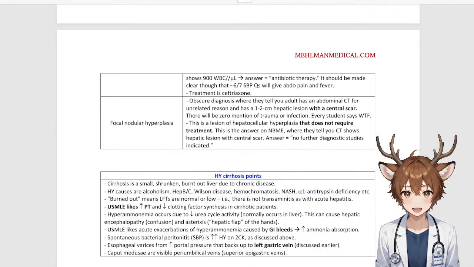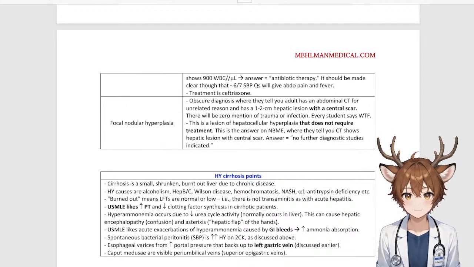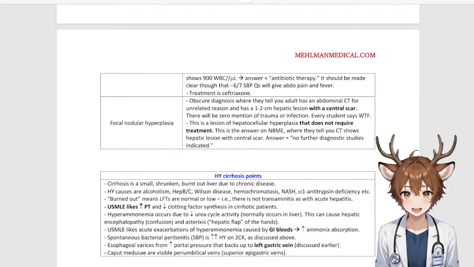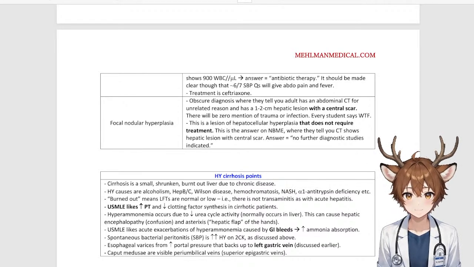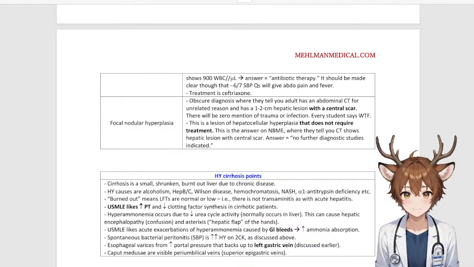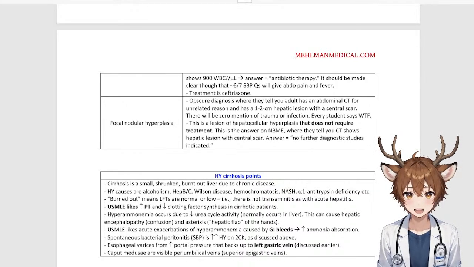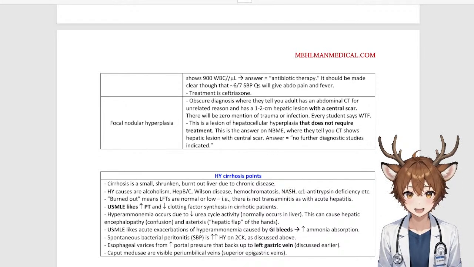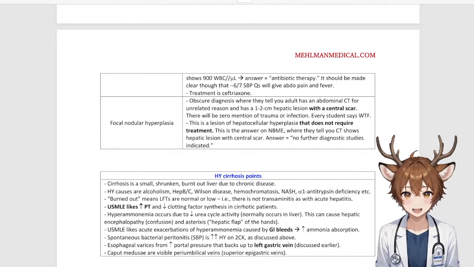So again, for focal nodular hyperplasia, there's no trauma, there's no infection. There's a central scar. There's a hepatic lesion with central scar when you did a CT scan. There's no infection and there's no trauma. The answer: don't do anything. No further tests. No treatment.